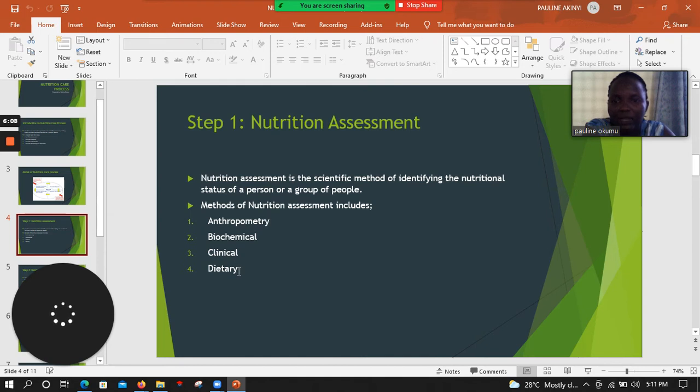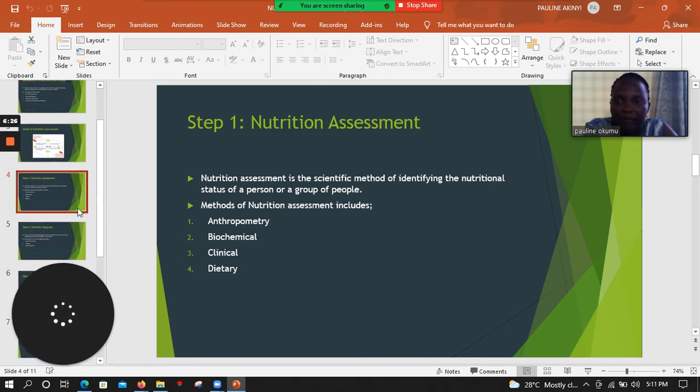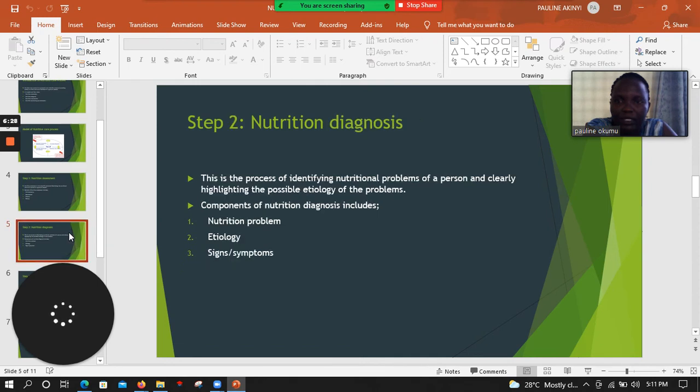And lastly, we have data assessment, and this involves collecting information related to that. For example, you can try to acquire the diet history of a patient and use that information to determine their health and nutrition status. So basically that is step 1 of the nutrition care process.